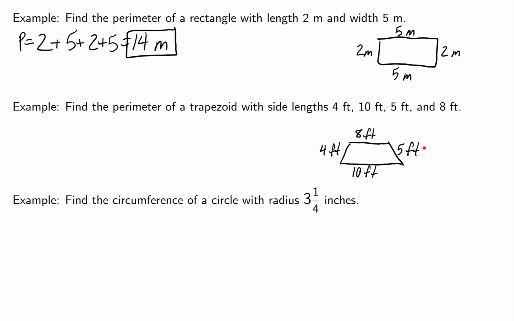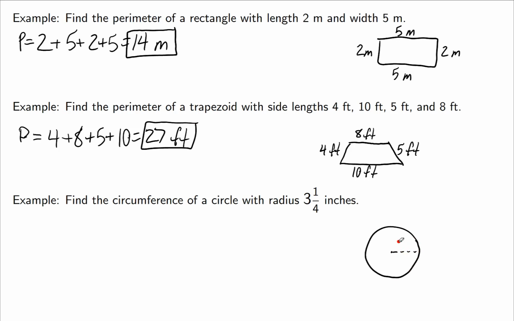Either way, the perimeter is just going to add up the 4 values. We've got 4 plus 8 plus 5 plus 10, and if I do that, I get 27 feet. Also a very large trapezoid. Find the circumference of a circle with radius 3 1/4 inches.